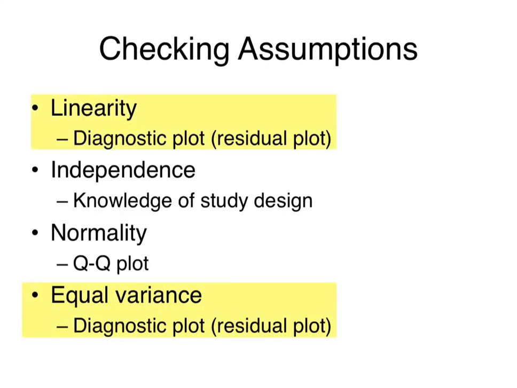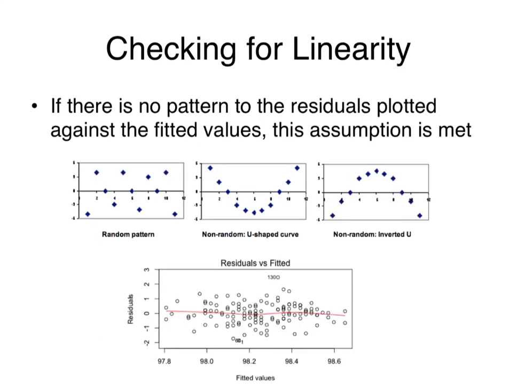We use a diagnostic or residual plot to check the linearity and equal variance assumptions. Independence is checked through knowledge of study design, and normality is assessed by using a QQ plot. So let's review how to check linearity, normality, and equal variance using residual and QQ plots. We check linearity using a residuals versus fitted plot. If there's no pattern to the residuals plotted against the fitted values, you can assume that the linearity assumption is met. When you look at a residual plot in R, you're looking for no pattern to the residuals versus fitted values and a smooth red line through the residuals plot.